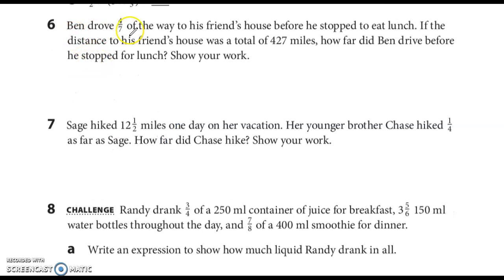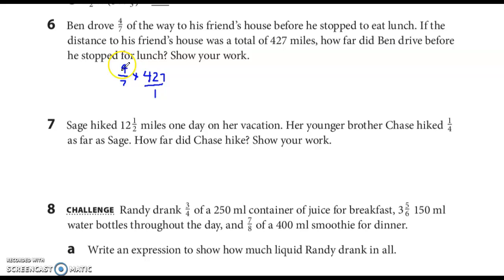Number 6, Ben drove 4/7 of the way to his friend's house before he stopped to eat lunch. If the distance to his friend's house was a total of 427 miles, how far did Ben drive before he stopped for lunch? Well, he's going to drive 4/7 of 427. Remember, of means to multiply. So this is the same as 427 over 1.